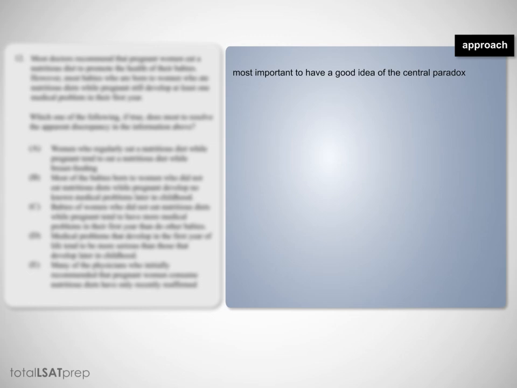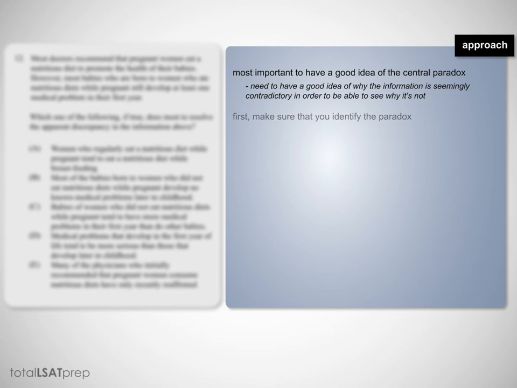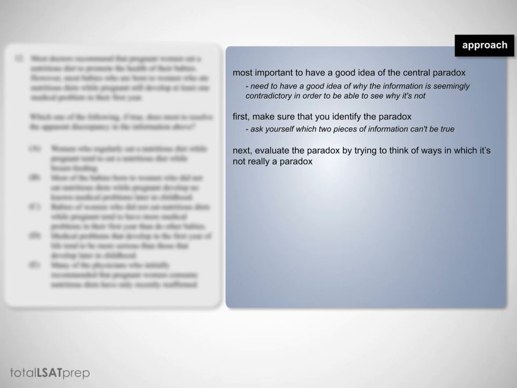Okay. In terms of our approach, the most important thing to have a good idea of is the central paradox. You need to have a good idea of why the information is seemingly contradictory in order to be able to see why it's not. So first, make sure that you identify the paradox. Ask yourself which two pieces of information can't be true. Next, evaluate the paradox by trying to think of ways in which it's not really a paradox.